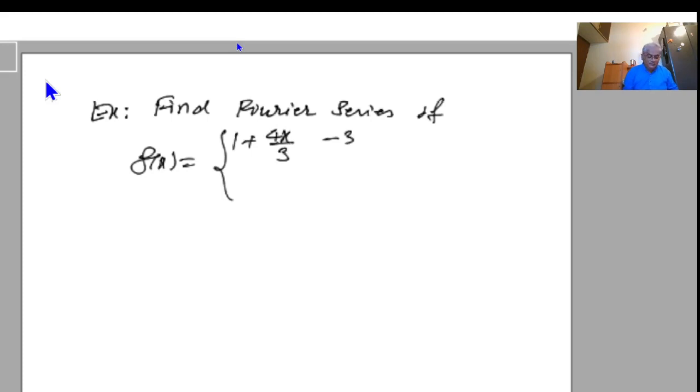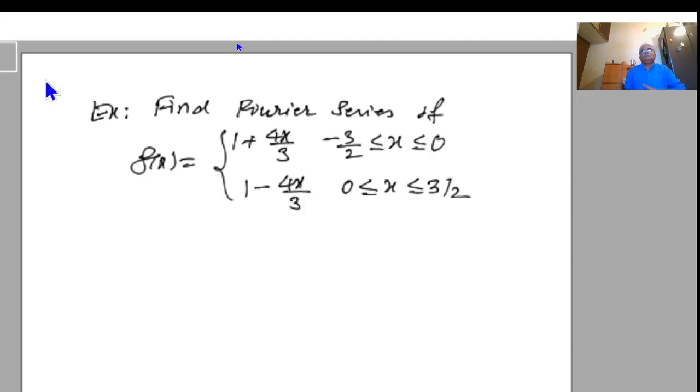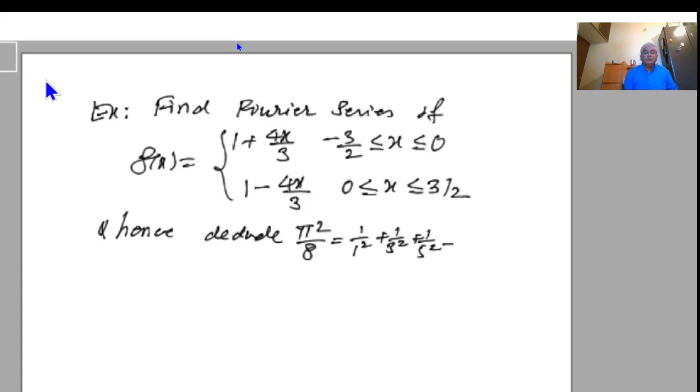This is when minus 3 by 2 is less than or equal to x less than or equal to 0, and it is equal to 1 minus 4x by 3 when 0 is less than or equal to x less than or equal to 3 by 2. And hence deduce pi square by 8 equal to 1 by 1 square plus 1 by 3 square plus 1 by 5 square plus and so on. Okay, this is the deduction.